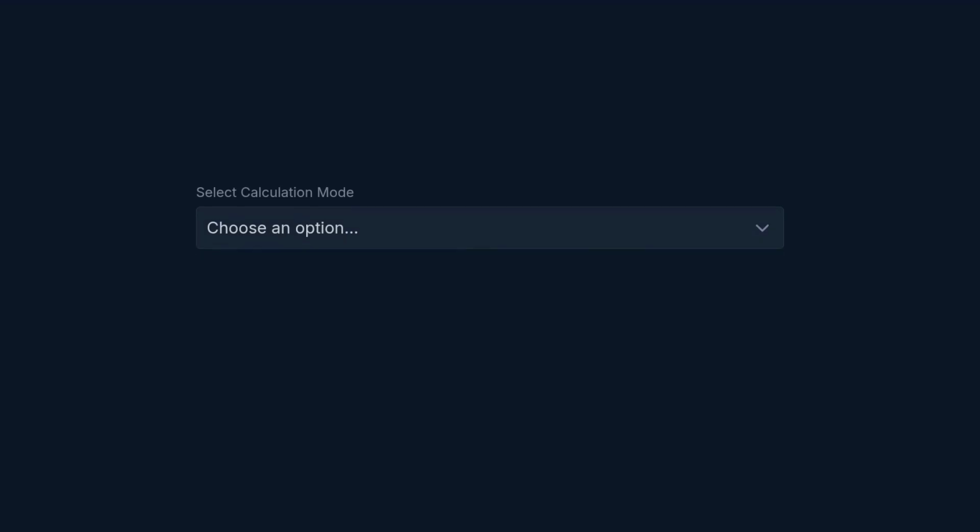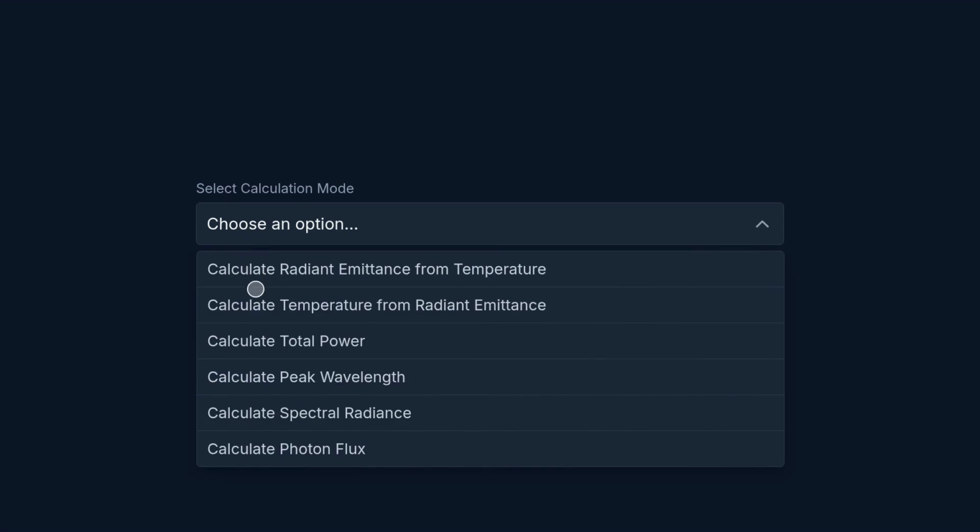This is the Stefan Boltzmann Law Interactive Calculator, which calculates thermal radiation properties for engineering applications. The calculator has a drop-down menu called Select Calculation Mode with 6 options.